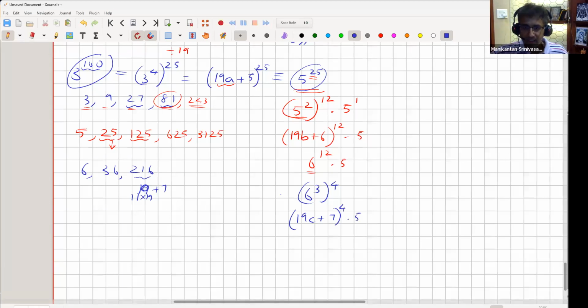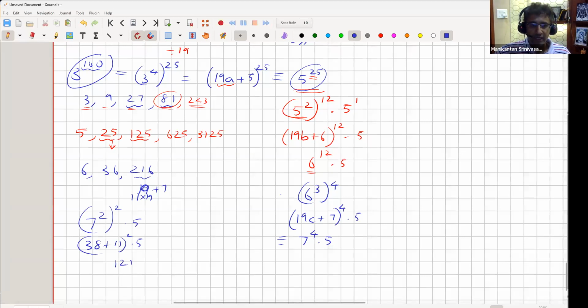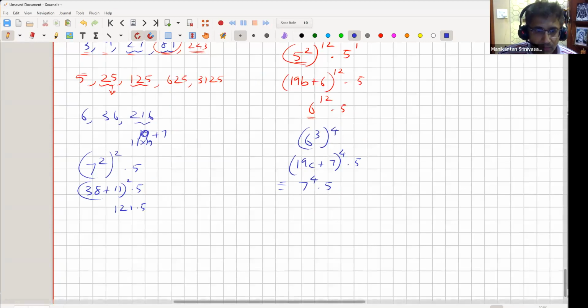So effectively, we are talking about 7 power 4 times 5. Now it's fairly close. So I can write this as 7 square whole square, times 5. 7 square is 49. 49 is 38 plus 11. So it's 11 square times 5. So it's effectively 121 times 5. And here I can just manually finish it off from here. So 605.